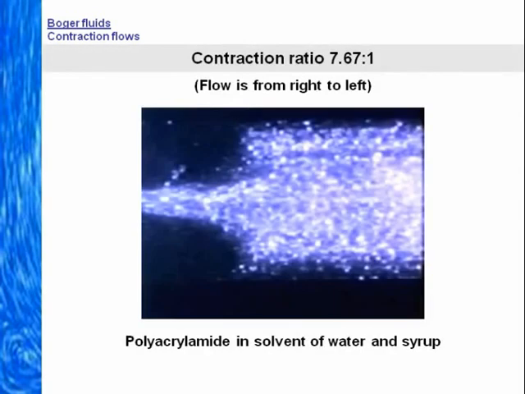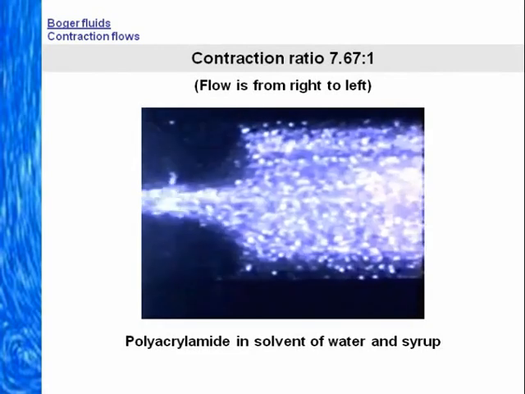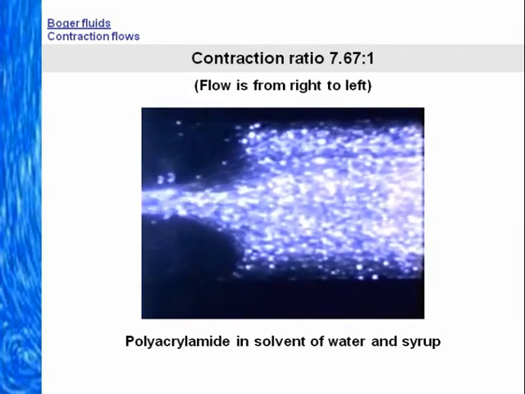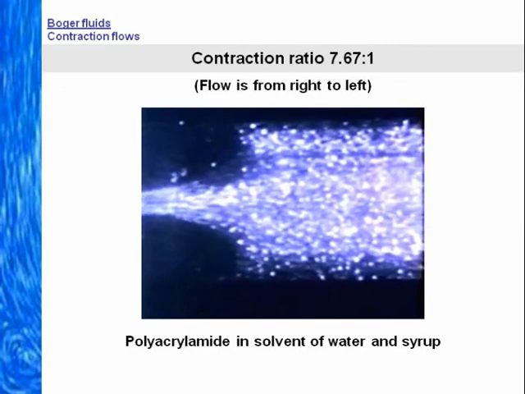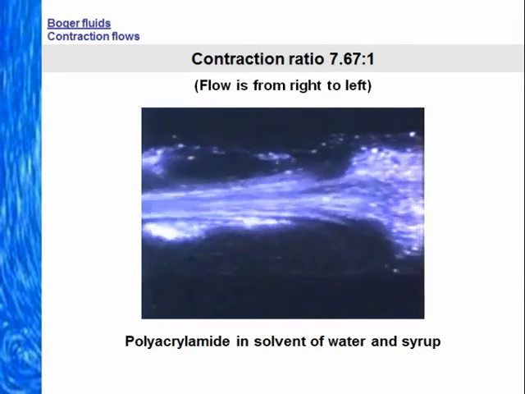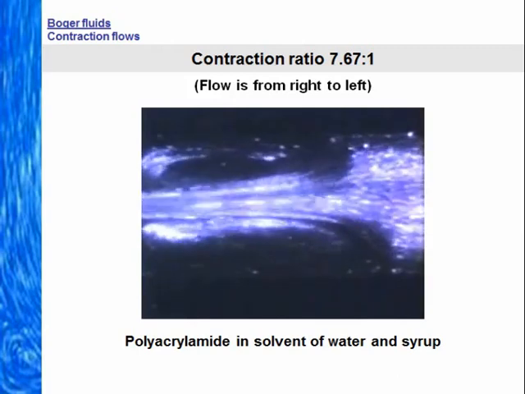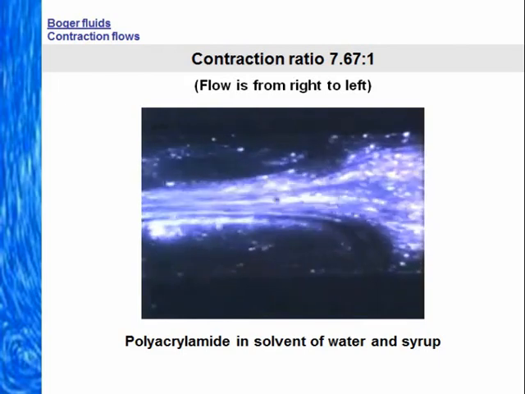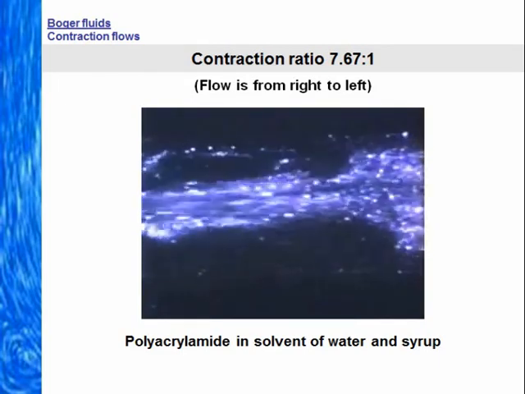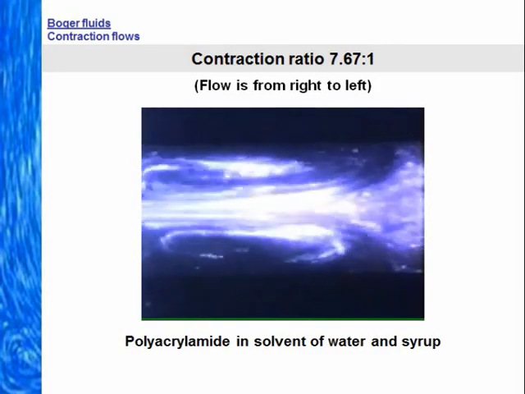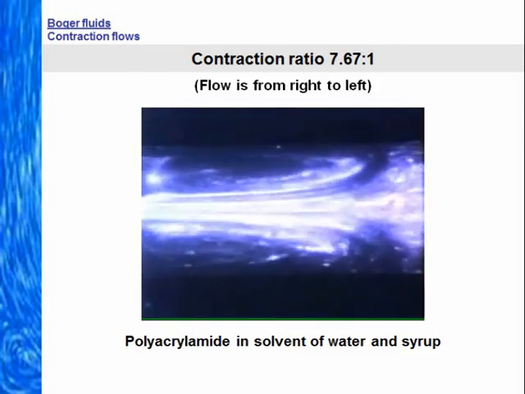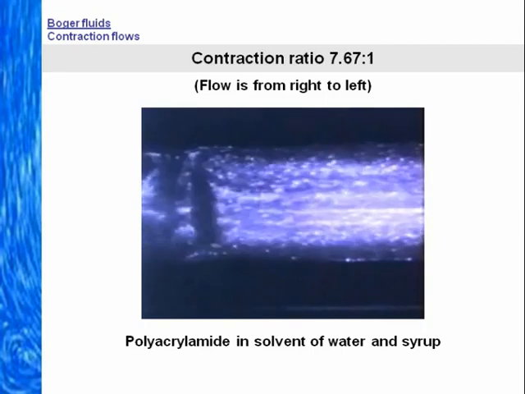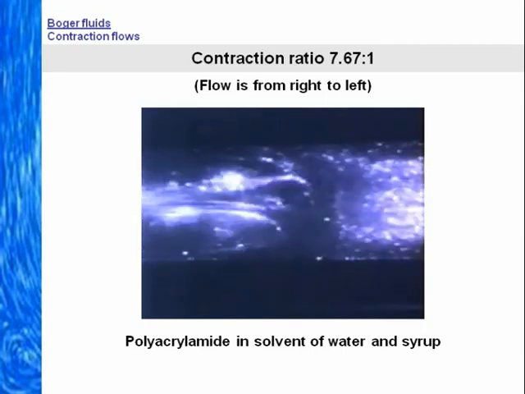We are viewing an early video produced in the late 70s. The contraction ratio is 7.67 to 1. Flow is from right to left, and the fluid is a polyacrylamide solution in a viscous solvent consisting of water and syrup. As the flow rate increases, we see typical vortex enhancement, followed by various unstable flow regimes, including rotating flow, helical flow, and other more bizarre instabilities.